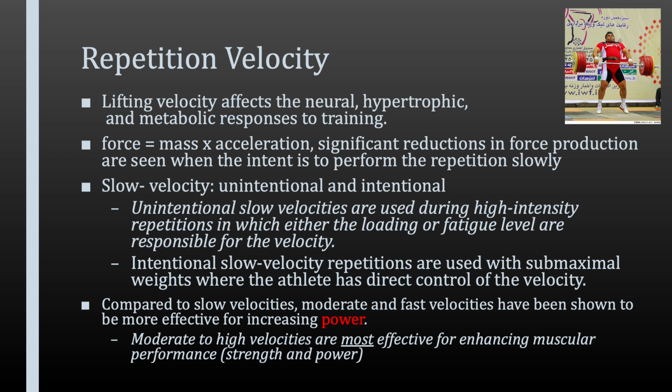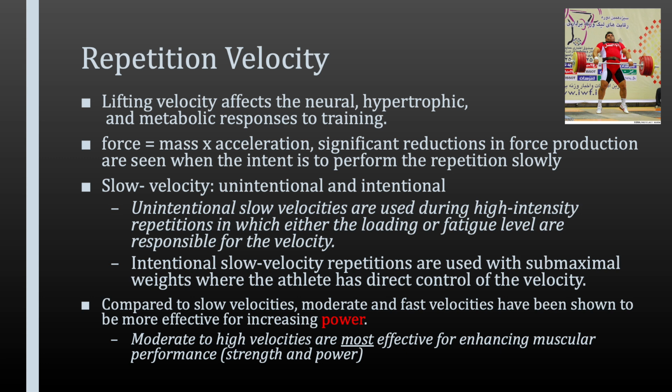Slow velocity, we have unintentional versus intentional. Unintentional simply means slow velocities are used during high intensity repetitions in which either the loading or fatigue level are responsible for the velocity. Intentional slow velocity is used with sub-max weights, where the athlete has direct control of that velocity.